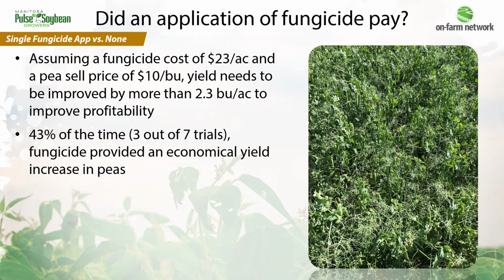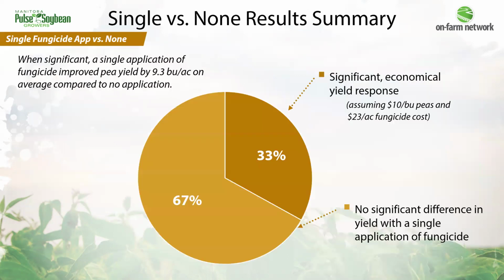So in total, that means that 43% of the time, a single fungicide application provided an economic yield increase in peas. So in summary, comparing one application to none in peas, we saw a yield response 43% of the time, all of which were economically beneficial.